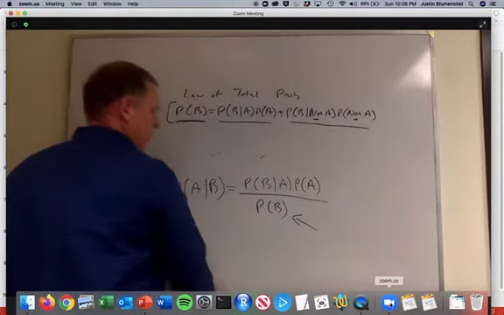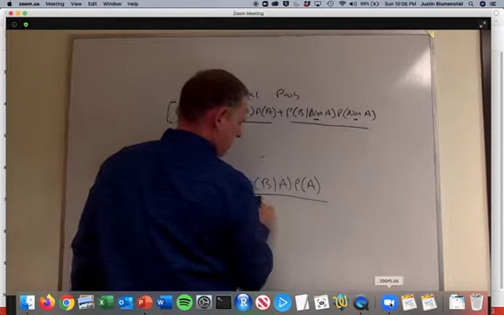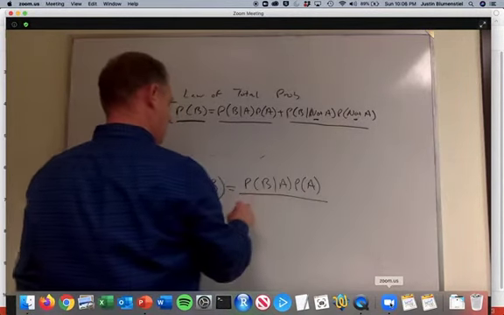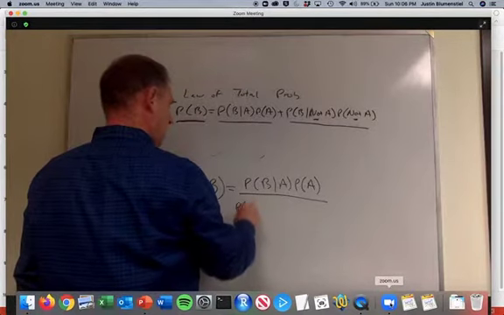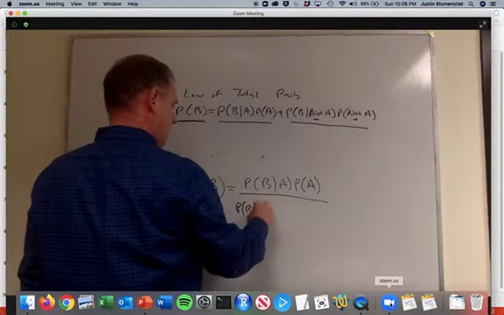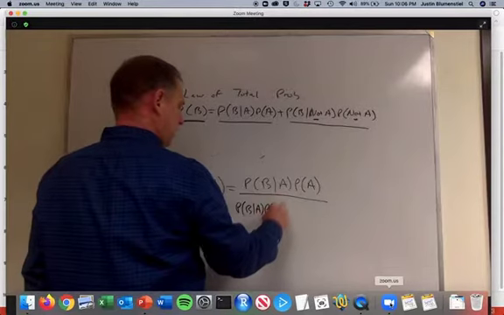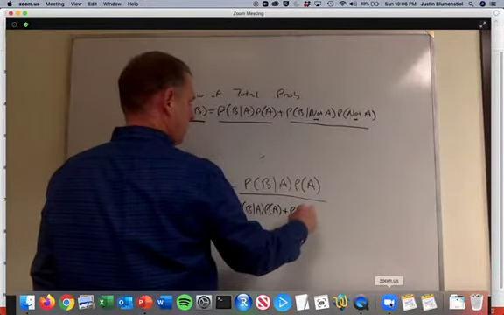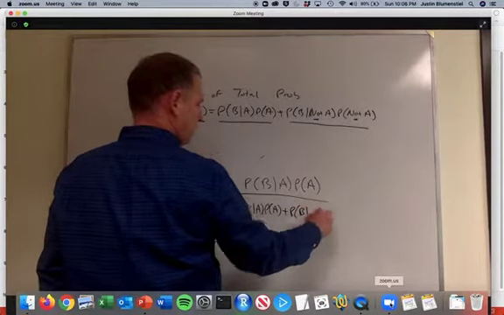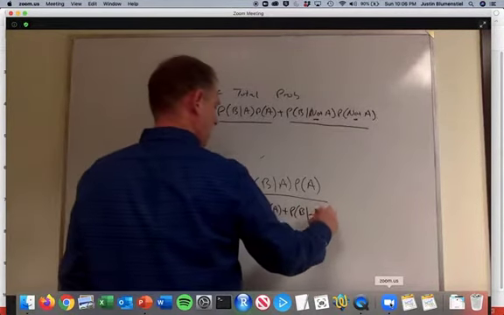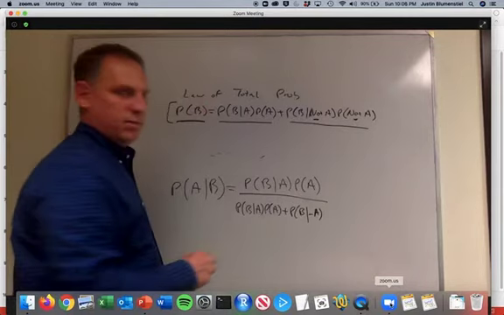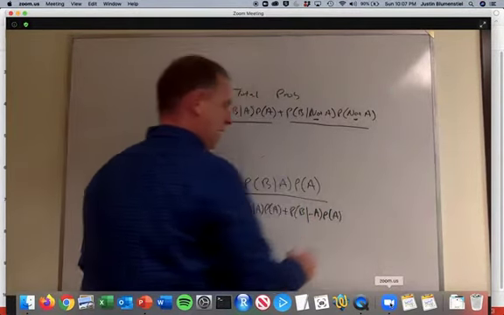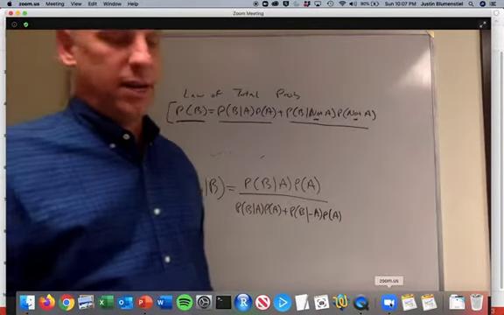So let's think about what that does. Let's erase probability of B here, and we're going to replace that with this, which is the probability of B given A times the probability that A happened, plus the probability of B given, I'll use the minus sign for not A, times the probability of not A. Okay, now that looks like a bit of a bear.